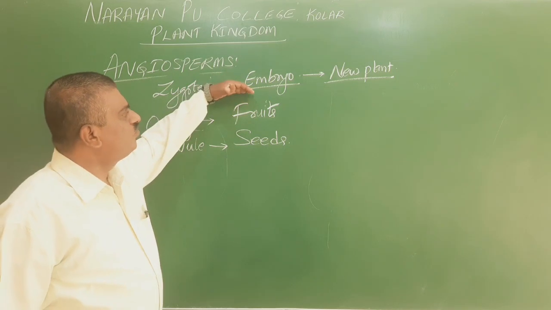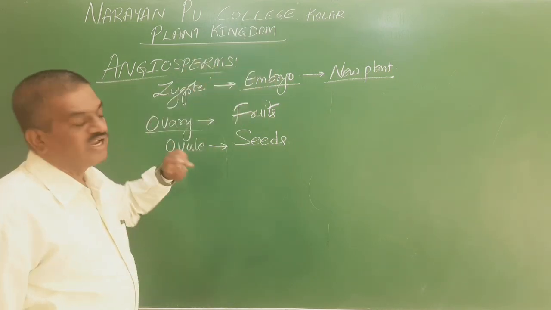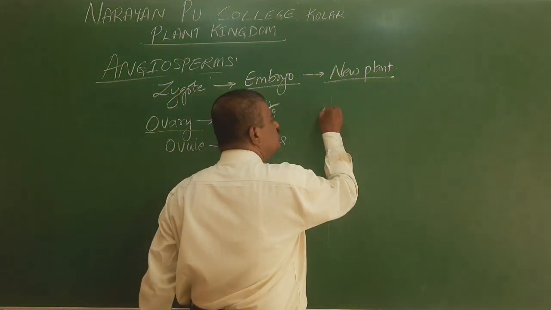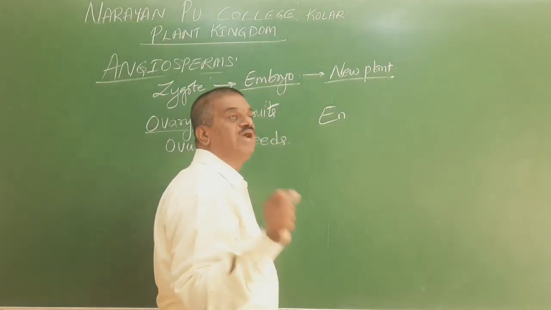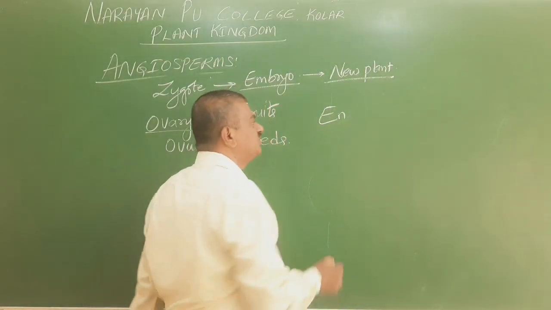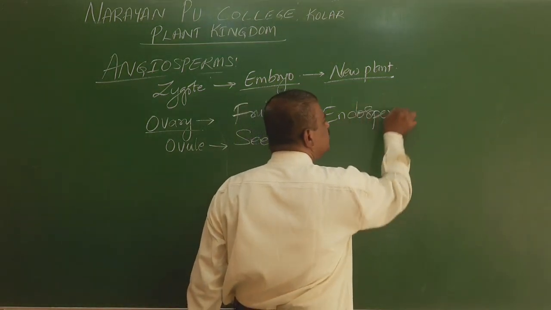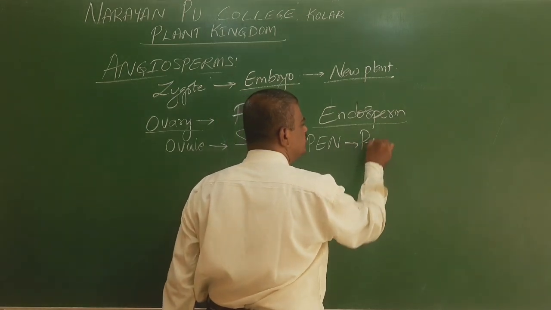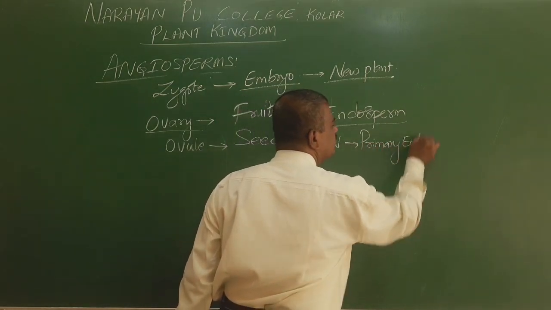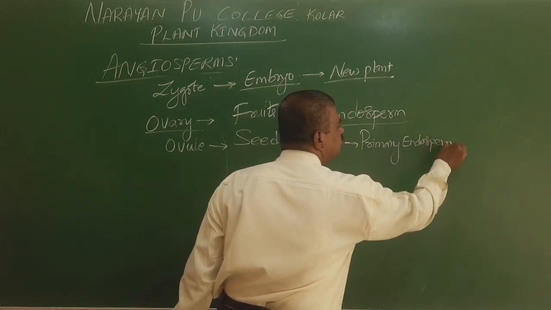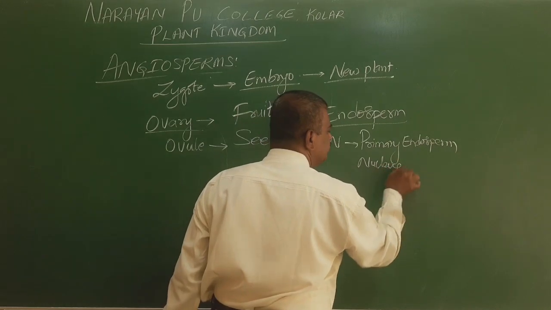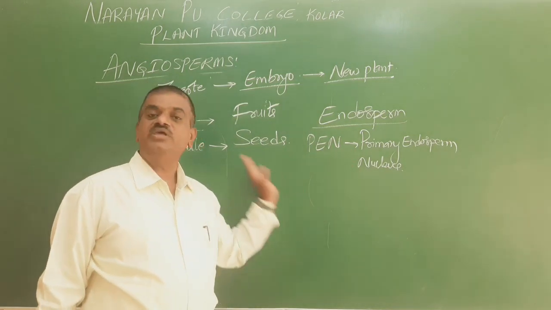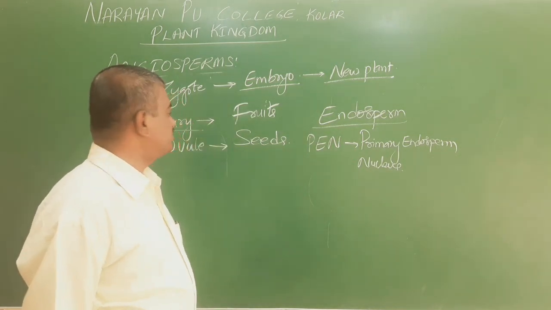One is the formation of the embryo into a new plant, and the other is endosperm formation, when a male gamete fuses with the polar nuclei, which leads to the formation of endosperm. Hence, it is also called the primary endosperm nucleus. We are going to study the development of the embryo and the development of the endosperm in more detail in the next chapters.